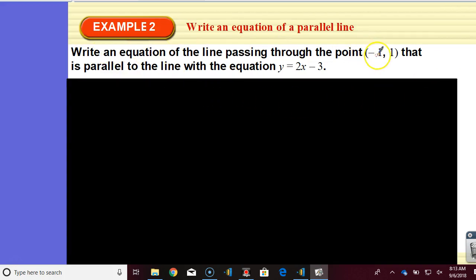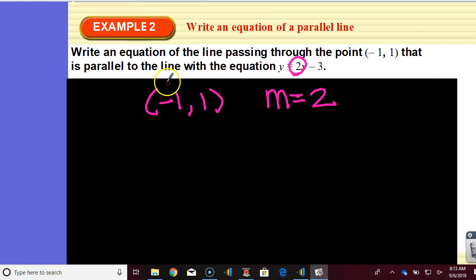Write an equation of a line passing through the point -1, 1 that is parallel to a line with this equation. Well, parallel lines have the same slope, so steal its slope. Your slope is 2. Your point is -1, 1. This is your x, this is your y. Y equals mx plus b.